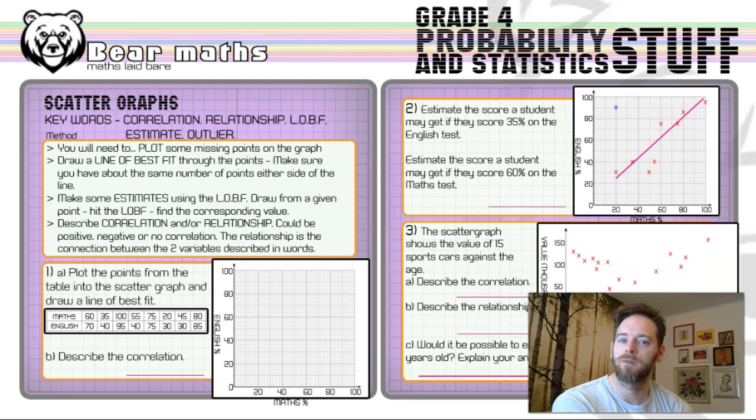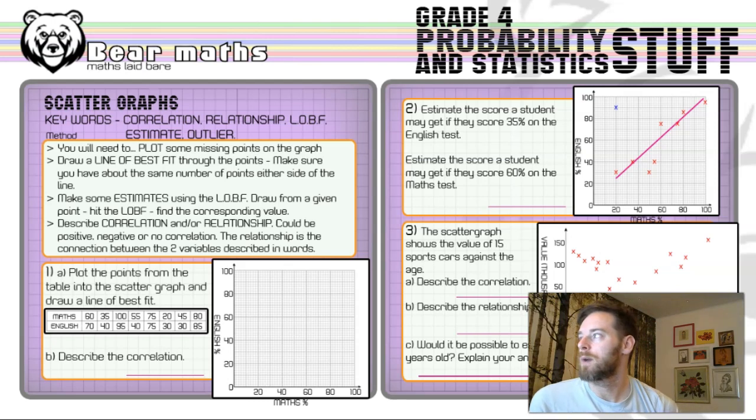LOBF, the line of best fit, is as what it sounds like. It's the line that fits best with all the points. I'll show you how to do one of those in a bit. Estimate means to work out a rough answer, and outlier is a data point that doesn't fit with the rest of the trend. It'll be obviously outside of things.